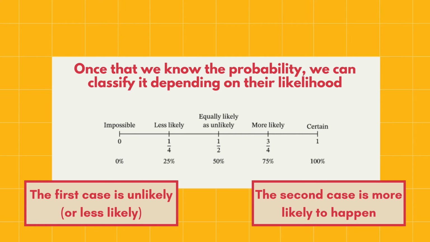Once we obtain the result of the probability, we can classify this result depending on its likelihood. The first example is unlikely to happen because it is less than half of the total possible cases, but it is not 0. The second example is likely to happen because it is more than half of the total possible cases, but it is not 6.